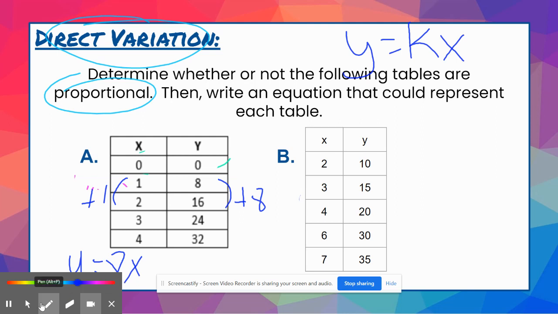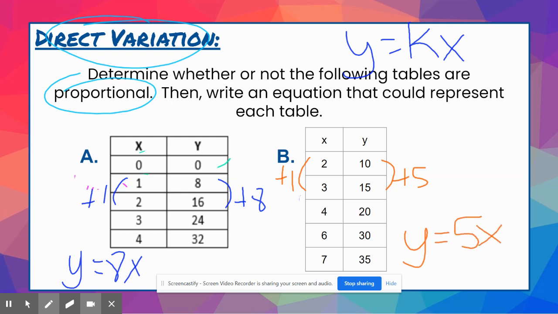On the second table, again, we know it's proportional, so it's going to have a k, which is the constant of proportionality. We do the same thing and find the slope. So from 10 to 15, that is an adding of 5. And from 2 to 3, that is an adding of 1. So that means my slope was 5, or my constant of proportionality is 5. So I have my equation as y equals 5x.